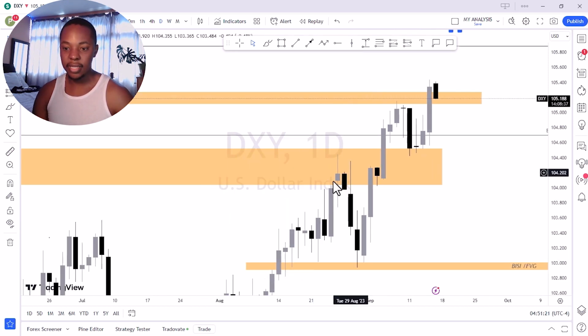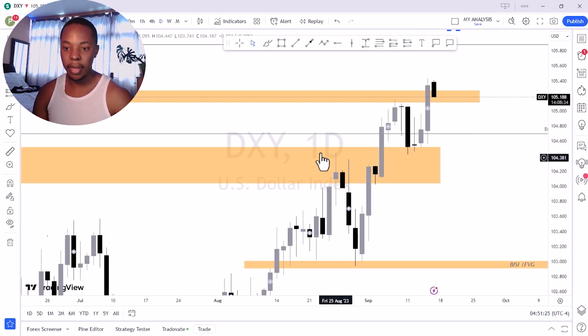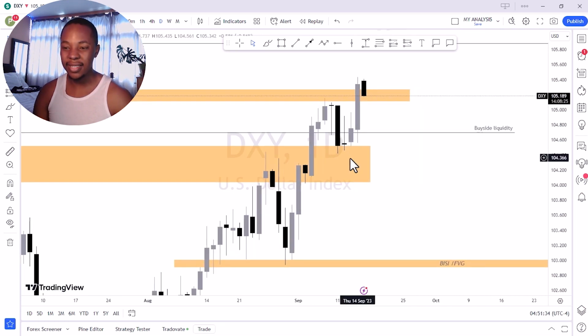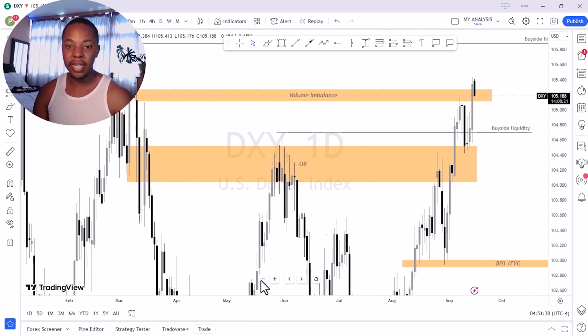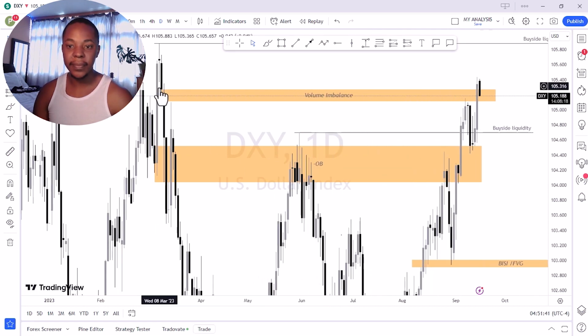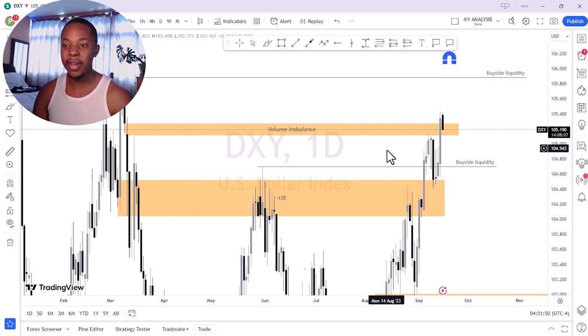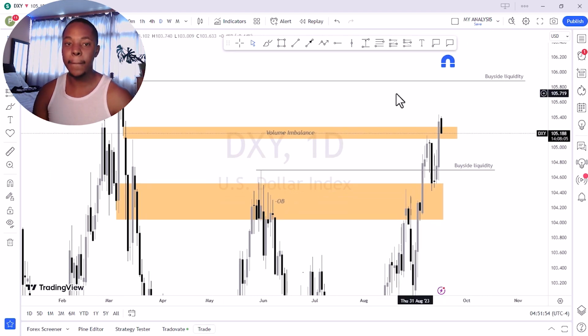As you can see, price went to rebalance that order block again, came back into that weekly BC. The fair value gap went back up, taking out the buy side, taking out this buy side, and now we're currently running into that daily volume imbalance. As you can see, we closed above that daily volume imbalance, so I'm still looking for higher prices to take out this buy side.